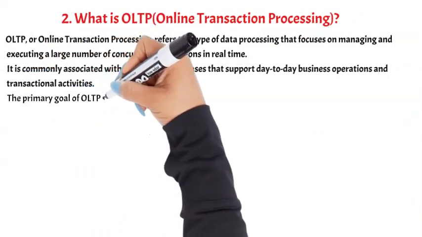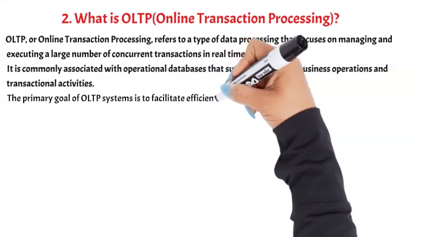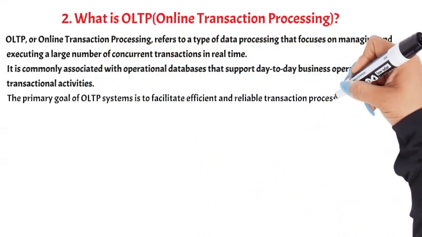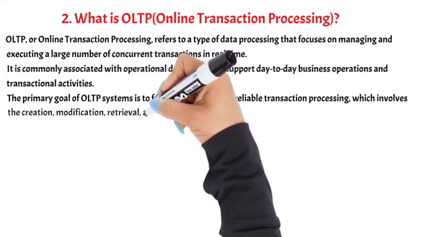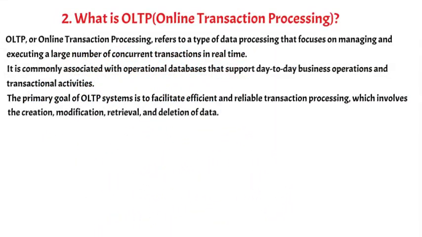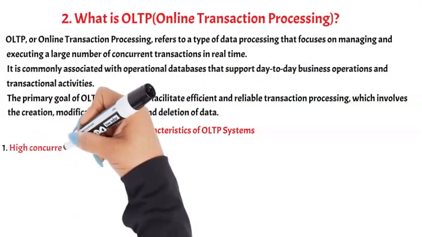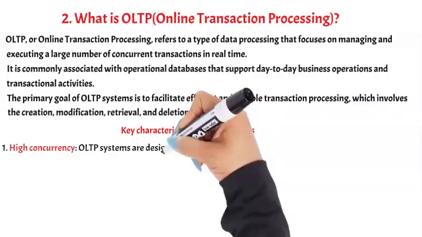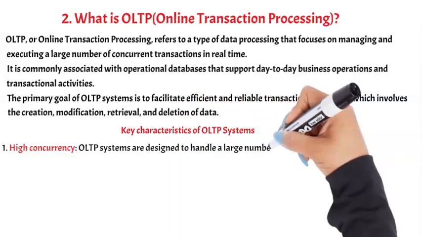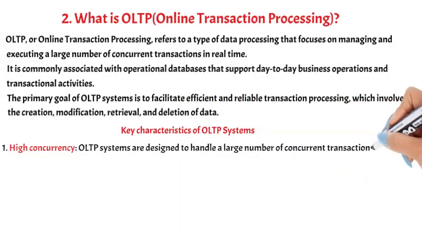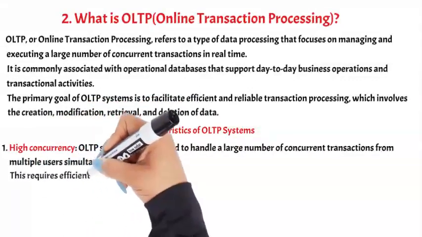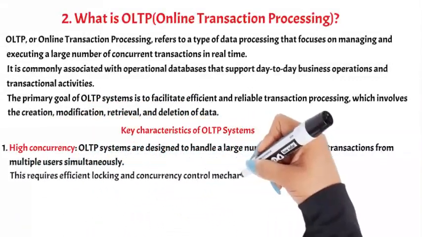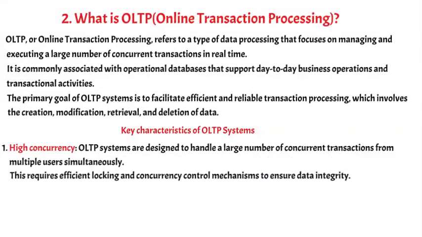The primary goal of OLTP systems is to facilitate efficient and reliable transaction processing, which involves the creation, modification, retrieval, and deletion of data. Key characteristics of OLTP systems. 1. High concurrency. OLTP systems are designed to handle a large number of concurrent transactions from multiple users simultaneously. This requires efficient locking and concurrency control mechanisms to ensure data integrity.